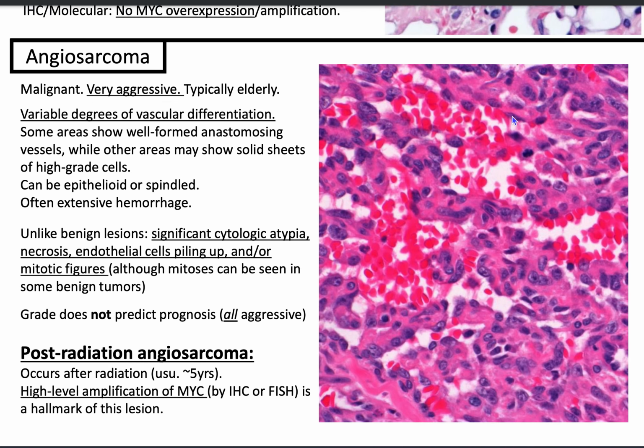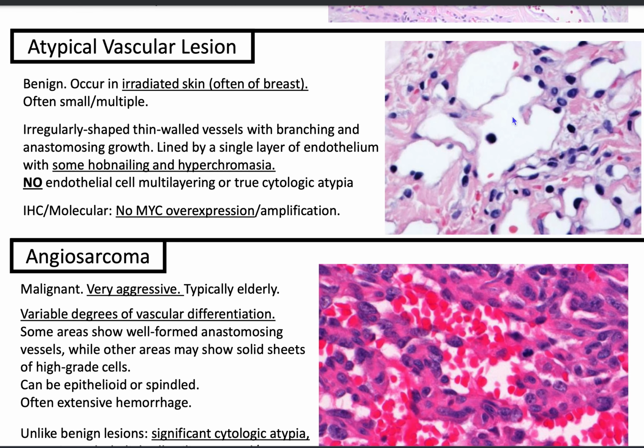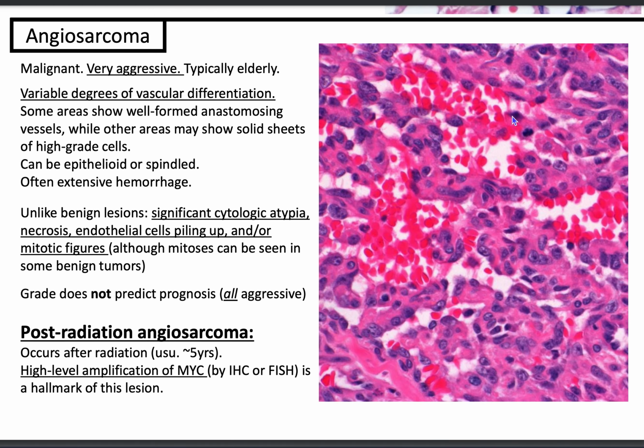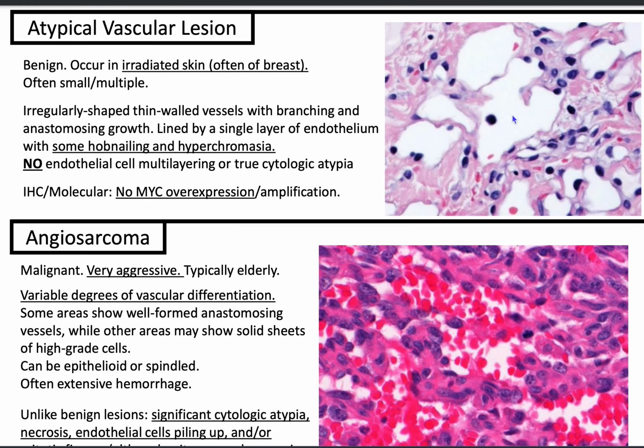All right, now let's talk about the more scary lesions, atypical vascular lesion and angiosarcoma. So atypical vascular lesion is benign. It's often found in irradiated skin. For instance, if a patient had a lumpectomy and needed radiation, or a mastectomy and needed radiation, you might suspect an atypical vascular lesion given that history.